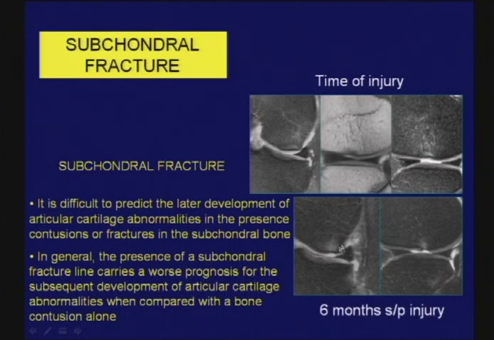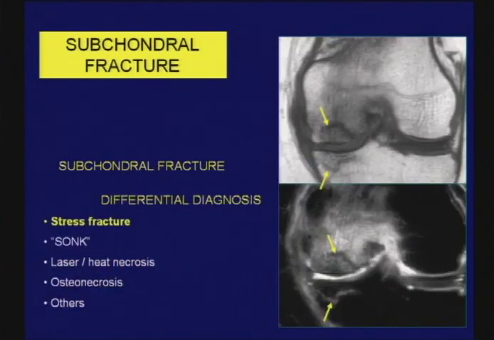6 months later, there is a clear chondral defect at the site of injury. So in my view, if it looks like a fracture line in the subchondral bone, I think the prognosis is a little bit worse. I don't think there are any great studies on that particular subject, though.